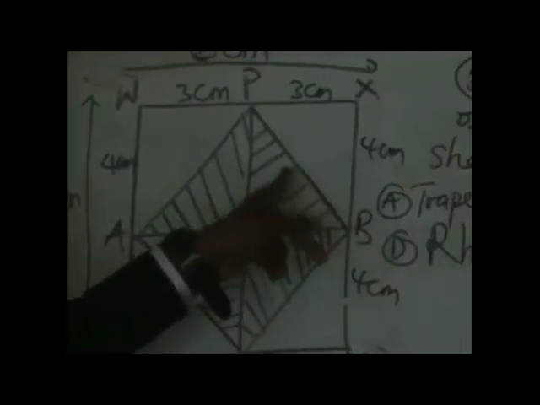So for us to get this line PB, we use Pythagoras' theorem. We are going to do the square of this side is equal to the sum of the squares of this side and this side. So this is 4 squared, this is 3 squared, which will give you 25. The square root of 25 will give you 5. So this side is 5 cm.